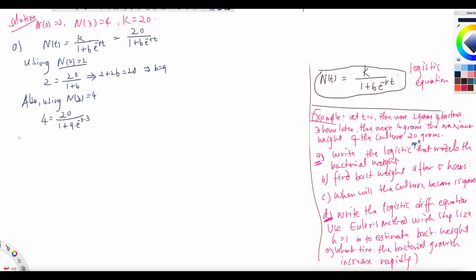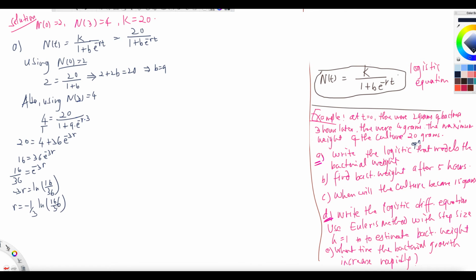So if you do that, you do 20 equals 4 plus 36 e to the negative 3r. Now subtract 4, what do you get? 16 equals 36 e to the negative 3r. So you get 16 over 36 equals e to the negative 3r. And then take natural log, you get negative 3r equals natural log of 16 over 36. So r equals negative 1/3 natural log of 16 over 36.